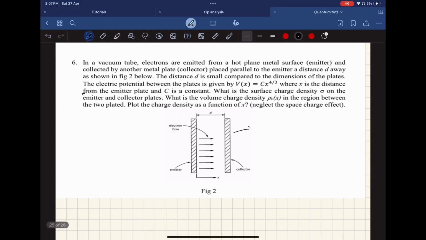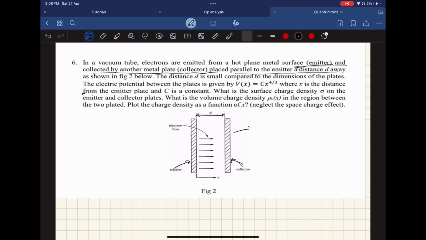So hello everyone. Before moving to the next part, let's solve this question first. In this question, we are given that in a vacuum tube, electrons are emitted from a hot plane metal surface and collected by another metal plate, the collector, placed parallel to the emitter at a distance d away. So this is the emitter plate and this is the collector plate, and the distance between them is d.